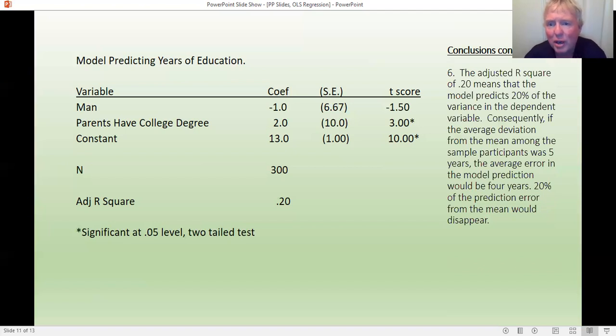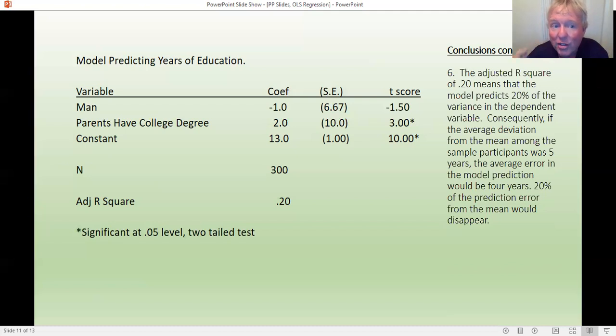The adjusted R square of 0.20 means that the model predicts 20% of the variance in the dependent variable that the mean does not. It starts at the mean. So we know that if we have no information at all, the best predictor of what a person will be, for instance, in years of education, is to look at the mean. If we know the mean is 13, the best prediction, if you know nothing about a person and they ask you how many years do you think they went to school, is the mean, it's 13.